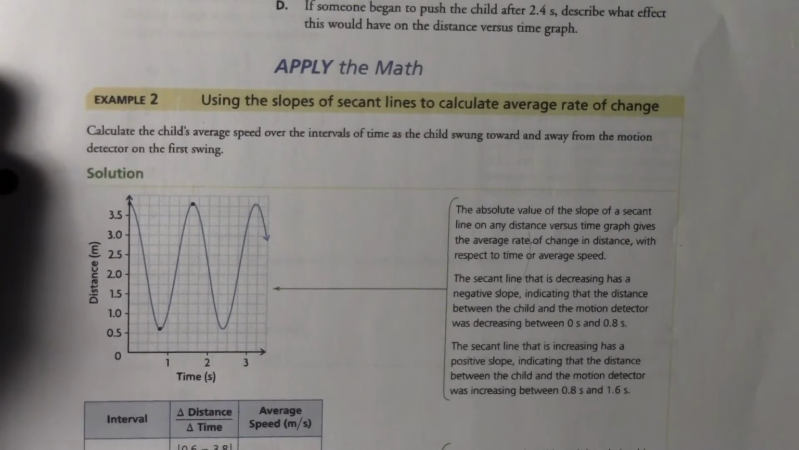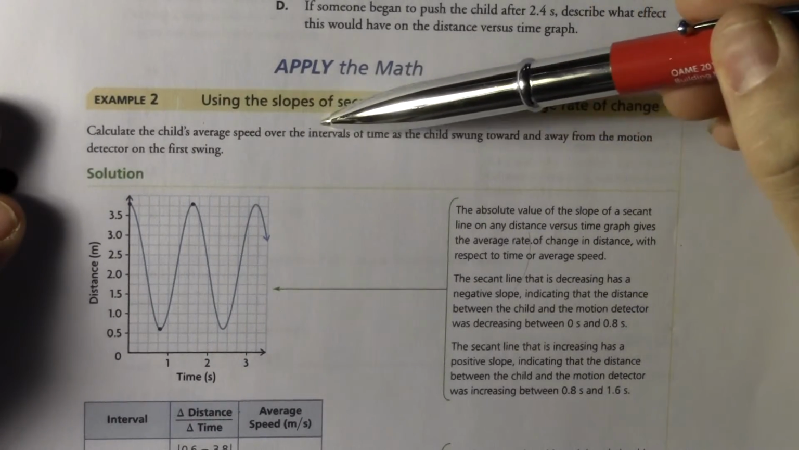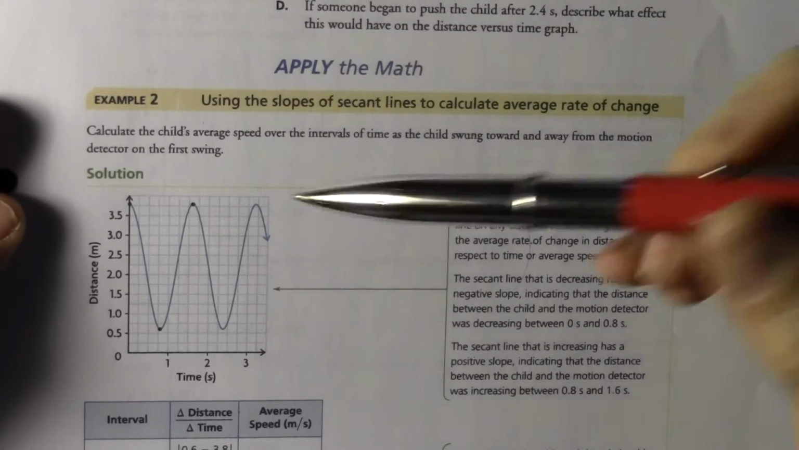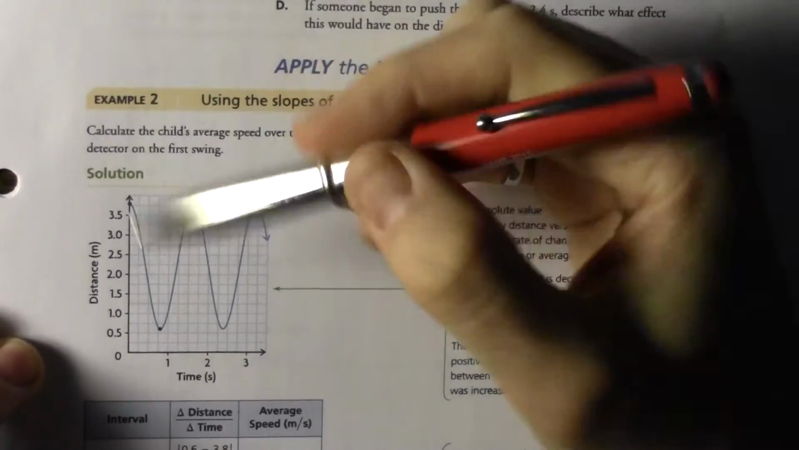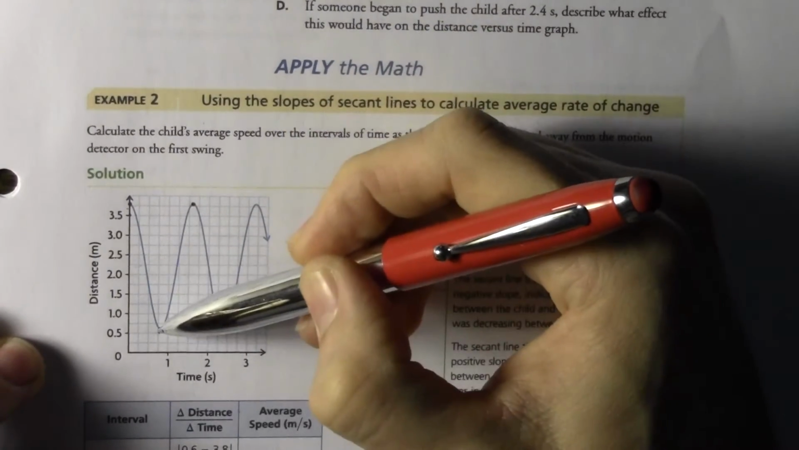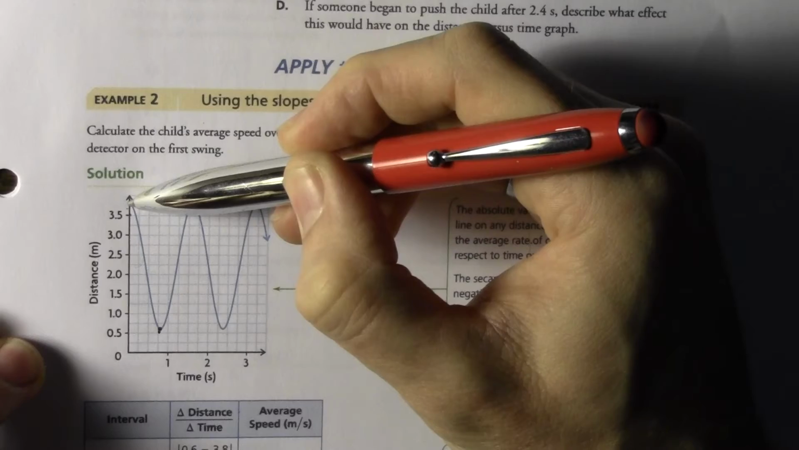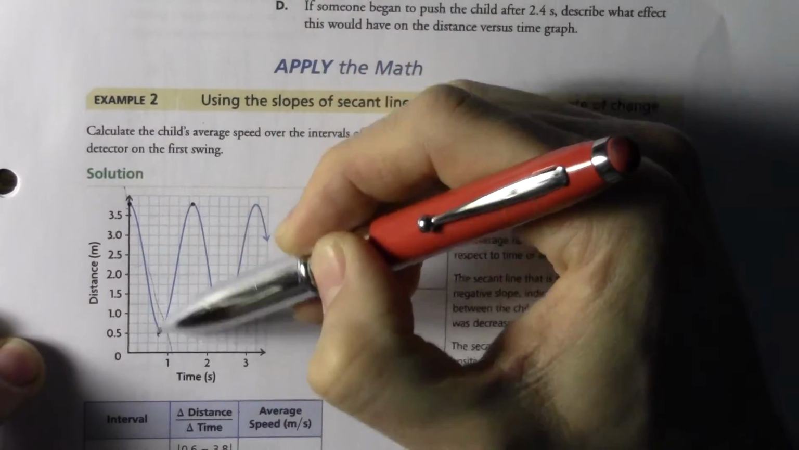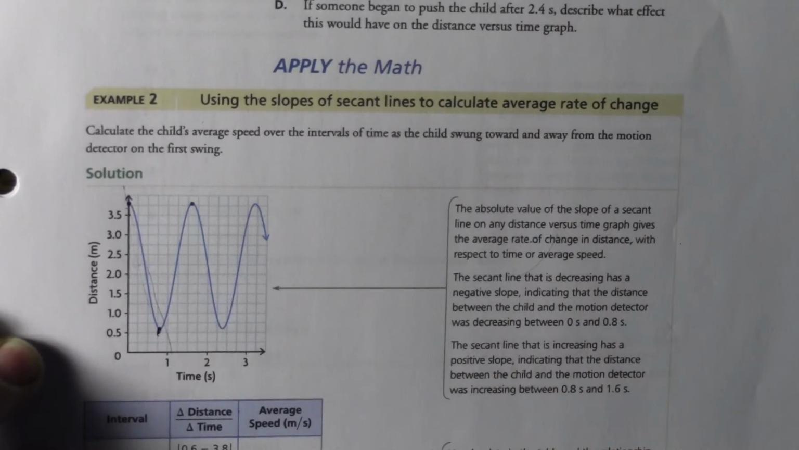All right, example 2. Calculate the child's average speed over the intervals of time as the child swung toward and away from the motion detector. So average speed as they swung towards, so this is going towards, we're going to take the 2 points at the ends. So at time equals 0 and time equals 1, we draw 2 points, we draw a line, and we take the slope.